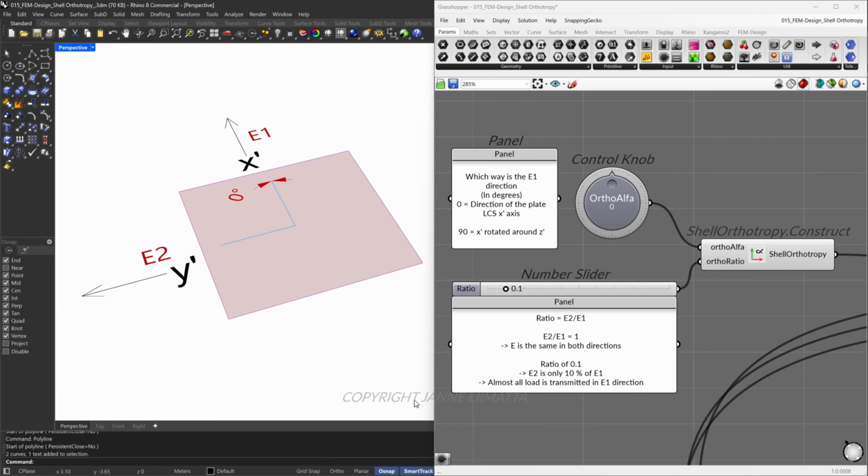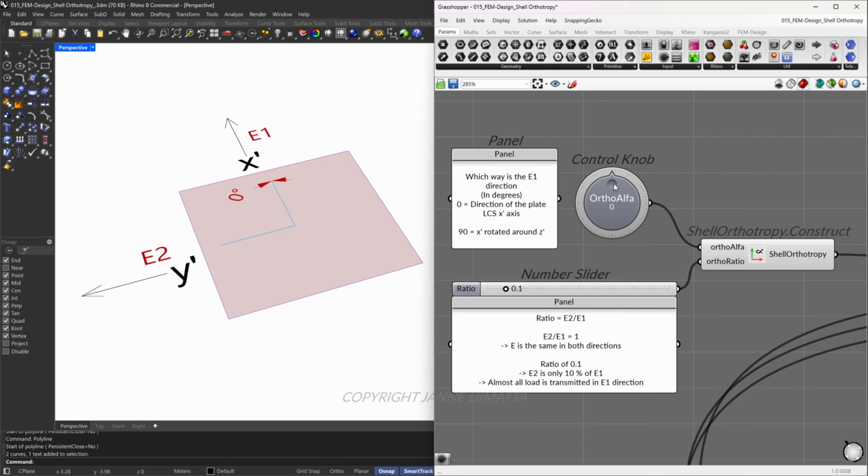In Rhino, I have modeled a square plate. The local coordinate system of the shell is also visible. The orthotropy component has two inputs, the alpha value and the ratio value. Alpha value tells us the E1 direction in relation to the shell element's local x-axis. If the value is set to 0, the E1 direction is parallel to the x-axis.